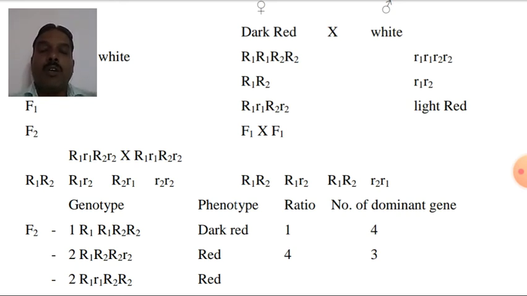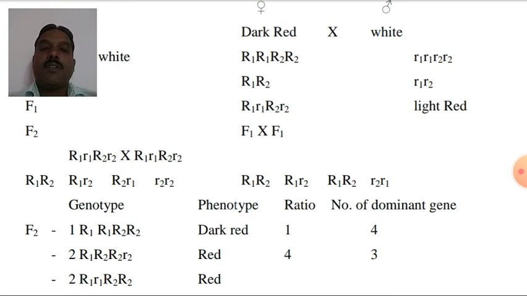Suppose we have to sort out the genotypes from the checkerboard, from the 16 genotypes. The first genotype in the F2 generation, which we can observe on screen, is capital R1, capital R1, capital R2, capital R2. Its phenotype will be dark red and its genotype count will be only 1. The ratio will be considered 1 and the number of dominant genes will be 4. How is it 4? Capital R1, capital R1, capital R2, capital R2. Here 4 dominant genes are present, so because of these 4 dominant genes, this genotype shows the color effect, that is dark red.